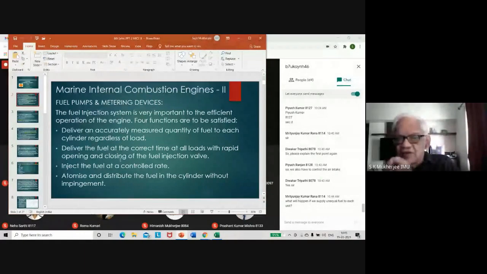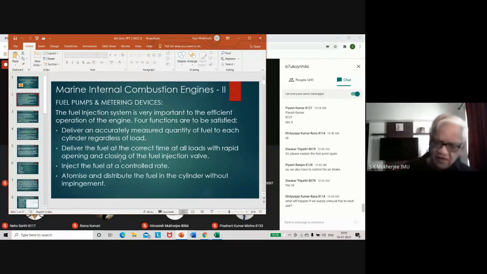Okay, Mrityunjay Kumar Rana asks, what will happen if we supply unequal fuel to each unit? Good question, and it sometimes happens. It sometimes happens when one fuel rack of a pump is stuck and it is not able to give more fuel. So what happens? If one is giving more fuel, it is going to develop more power. The other one will develop less power. And how is it observed? Because you can't see power. It is an abstract quantity. How will you see power?